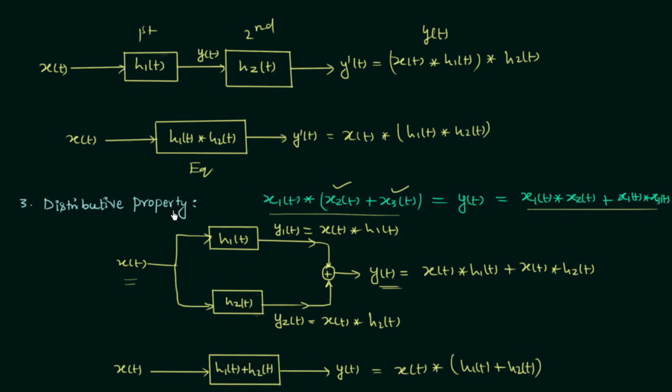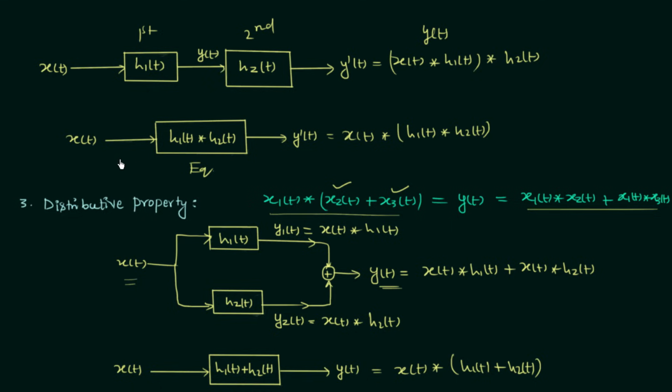So from distributive property we have one important result. Whenever two or more systems are connected in parallel, then you can have one equivalent system having the impulse response equal to the summation of respective impulse responses. So the two properties, distributive and associative, are very important. From here we have the equivalent system of the two or more systems connected in cascade manner, and here we have the equivalent system when two or more systems are connected in parallel.